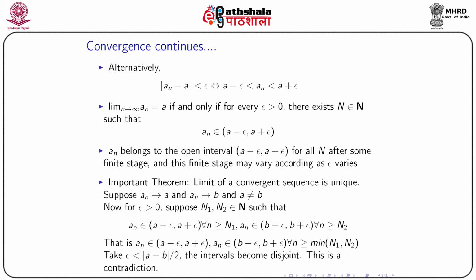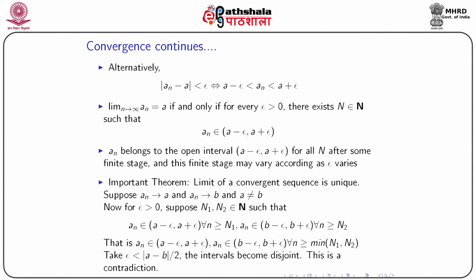Once we define the convergence in this way, we have a very important theorem: the limit of a convergent sequence is unique. That means we cannot have two different limits for the same sequence. To prove this, we will use the method of contradiction. That means we suppose that the sequence has two different limits.